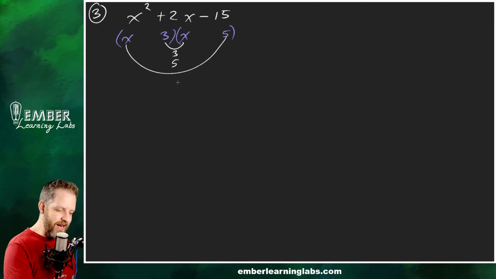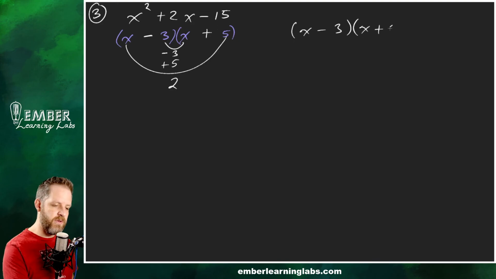Okay, so we're trying to get a positive 2. Now, this one's a little different. Can we either add or subtract those to get a positive 2? Well, yes, we can. If the 3 is negative, we'll end up with a positive 2 because negative 3 plus 5 is 2. So we're going to follow the nose up here and put a minus and follow the mouth over here and put a plus. So our final answer is x minus 3 times x plus 5.